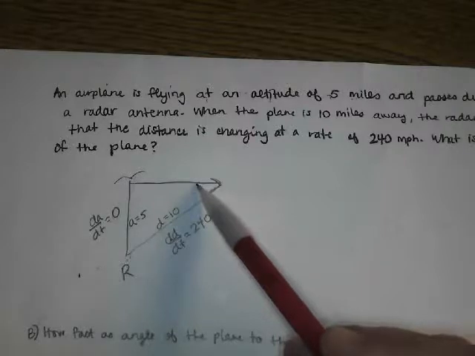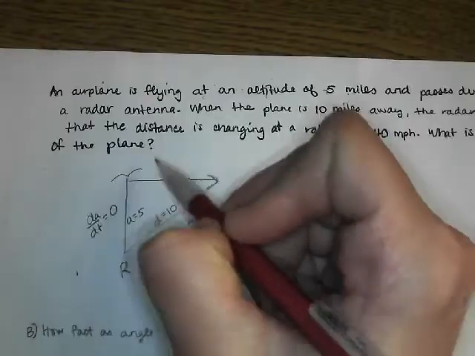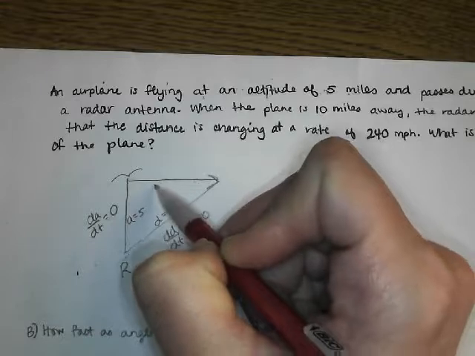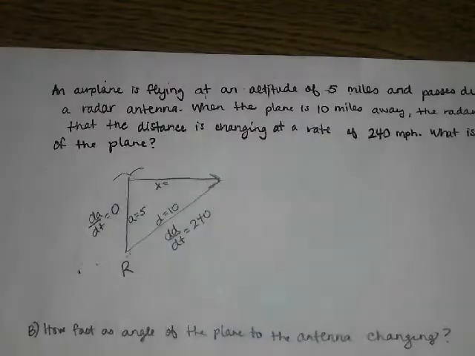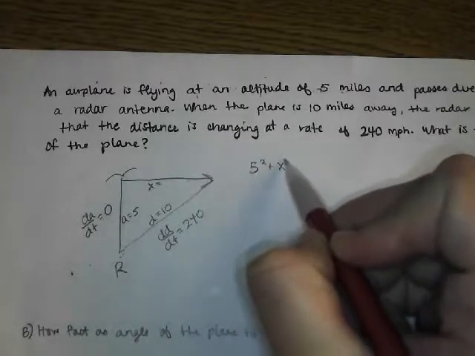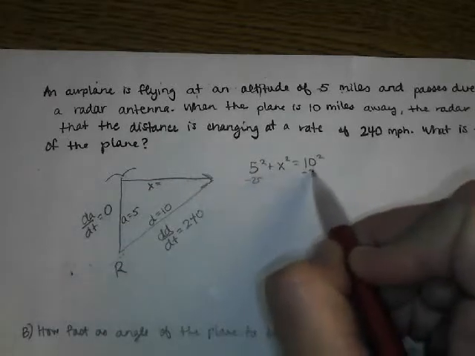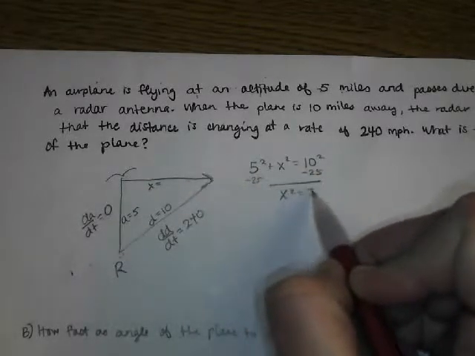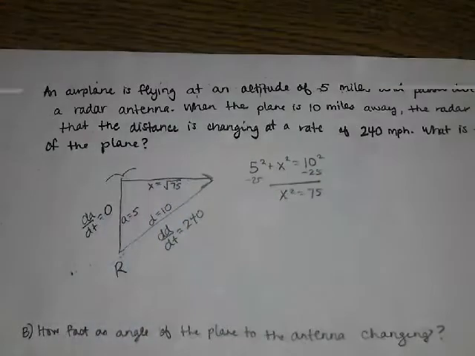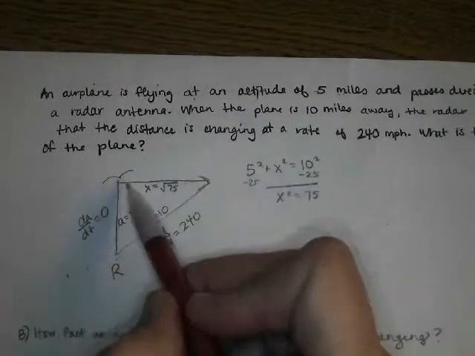So, at this moment, I'm just going to give this a variable, x. At this moment, what is x? Pythagorean theorem: 5 squared plus x squared equals 10 squared. Subtract 25 from both sides. So x squared equals 75 and x equals root 75 at this moment. And what they're looking for is the speed at which this plane is flying. So dx dt.